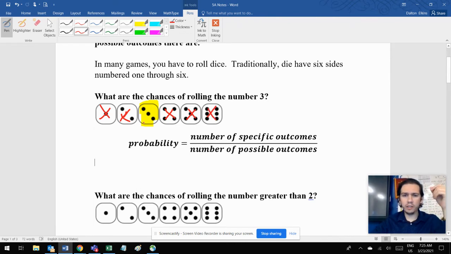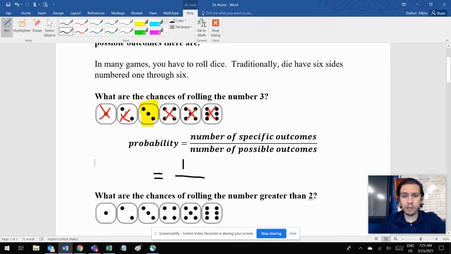So the way that we construct the probability mathematically is we want to find the number of specific outcomes, in this case rolling the number 3, and then divide it by the total number of possible outcomes. So the probability here is the number of specific outcomes of rolling the number 3. Well, of all the different numbers you can roll, there's only one number 3. So there's one outcome where 3 is rolled.